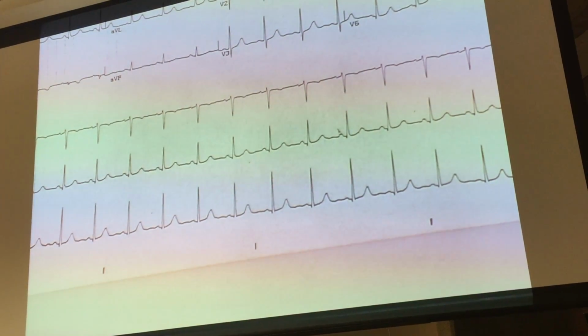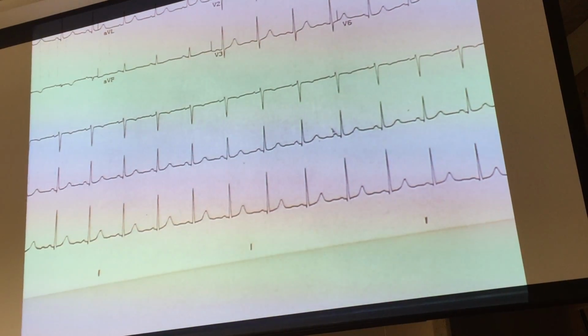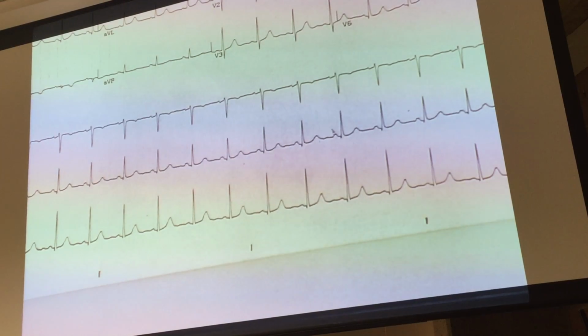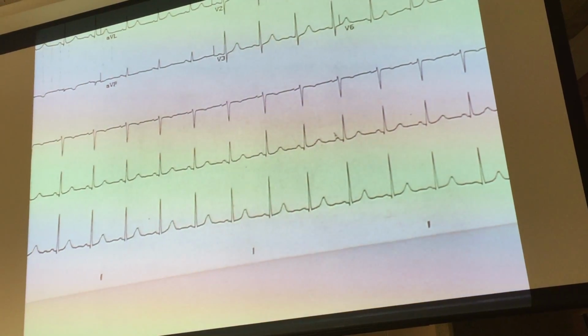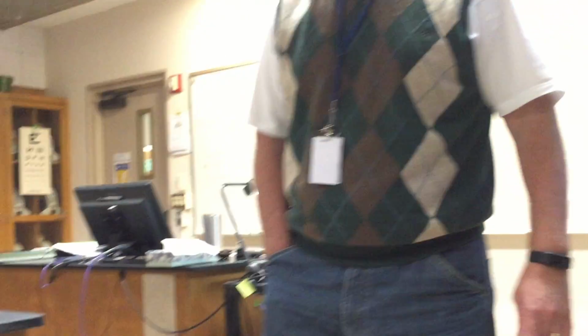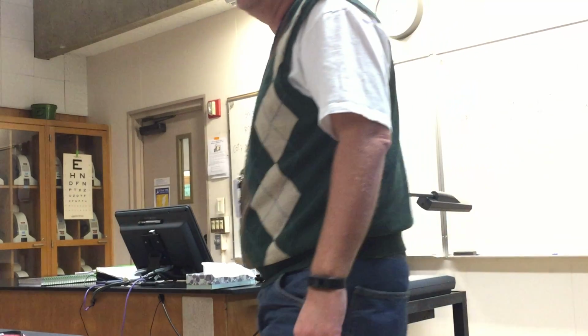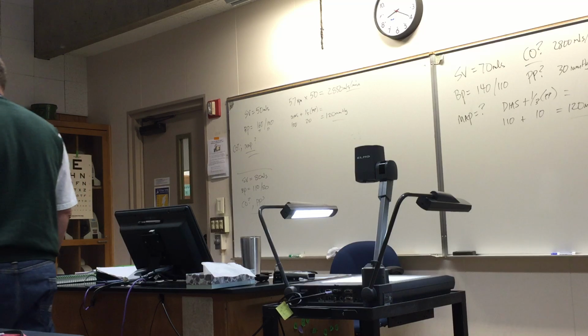Bundle branch block? Nope. AV node delay? Nope. AFib? Nope. VFib? Nope. What do we got? What's wrong with this patient? Nothing. Normal sinus rhythm. This is important, to not diagnose normal as abnormal.